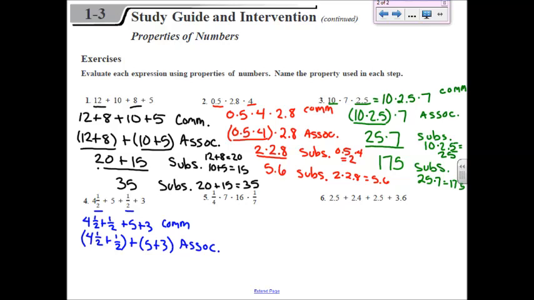4.5 plus a half is 5. And then 5 plus 3 is 8. And that's just substitution. And then the last step is 5 plus 8 is 13, and that's another substitution step.